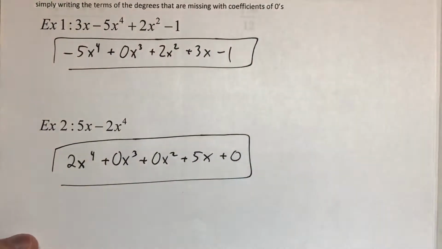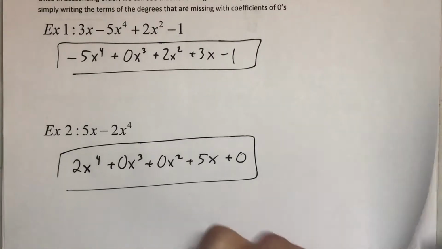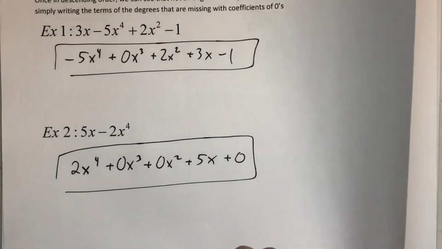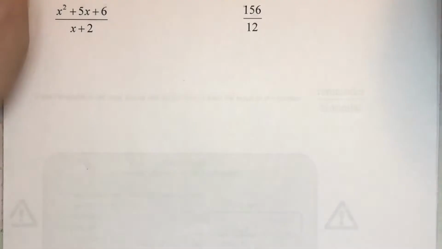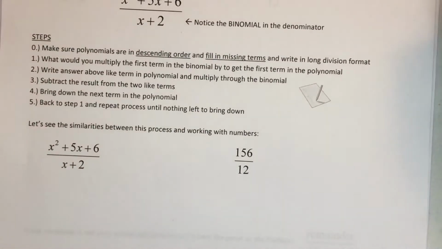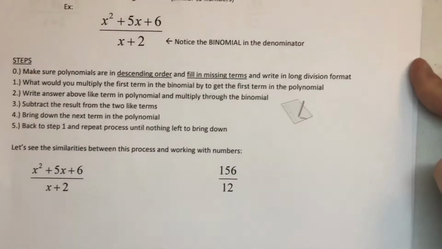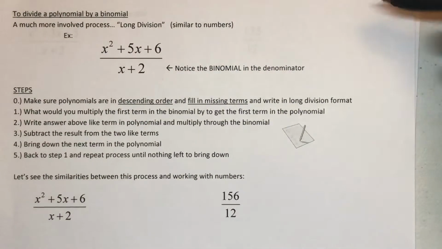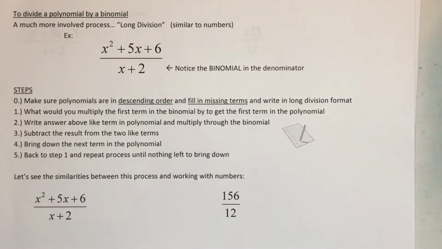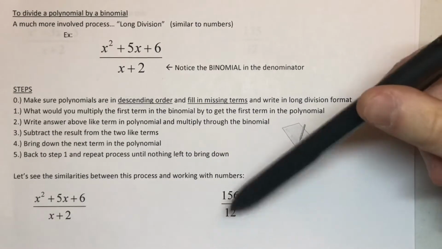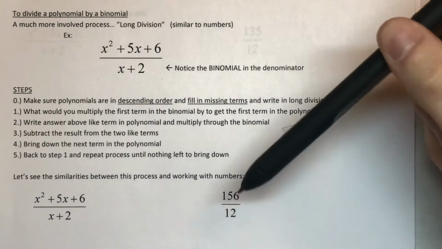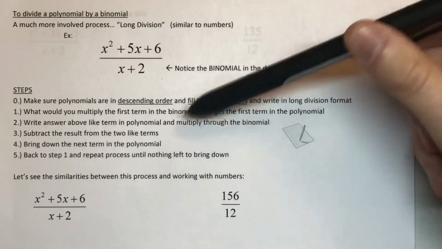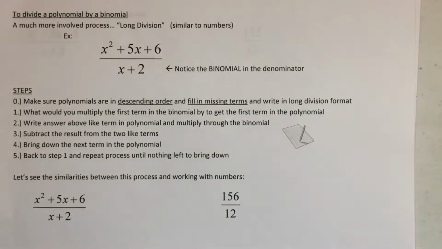And so these ideas, specifically the missing terms part, along with the descending order, are going to be crucial to the approach we're going to look at. The approach we're going to use for dividing by a binomial is referred to as long division. It is very similar to the process of long division that you use for numbers. So similar that we're going to do these two problems side by side to show how close they are. Here are the steps that we will talk through, but I don't want to read them right now. We'll see them as we go.